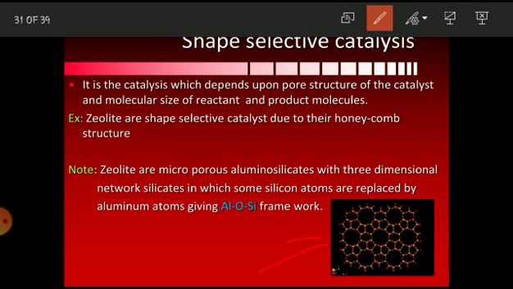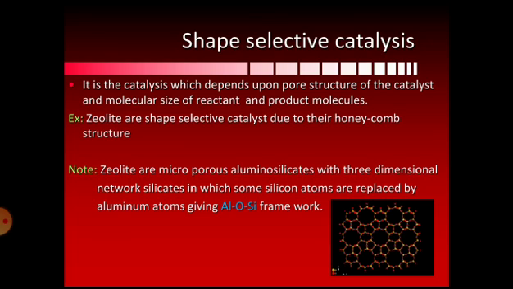So you can see here the structure of ZSM5. It has a honeycomb-like structure, meaning it has pores. See here, pores are present. Pores are nothing but empty spaces. Okay, so that is a particular structure of a catalyst, and in this catalyst the particular small size reactants get fit into the catalyst and the reaction is carried out. Are you getting? So zeolites are examples of shape selective catalyst, which have the honeycomb structure.